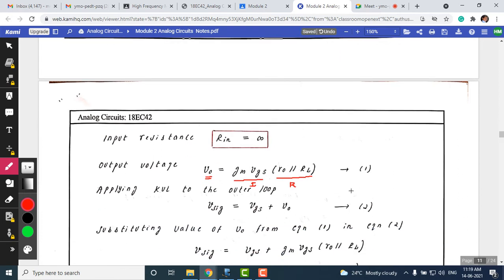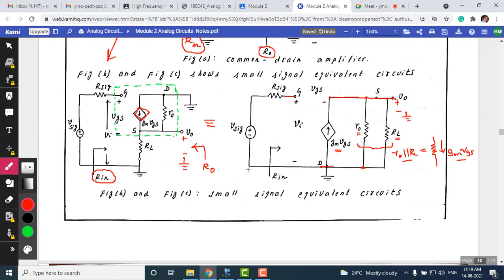Now we can apply Kirchhoff voltage law to the outer loop, and you will see what we get here. Outer loop, in the sense we are going to apply Kirchhoff voltage law to the periphery of the circuit. This is how we apply Kirchhoff voltage law via this to the ground.